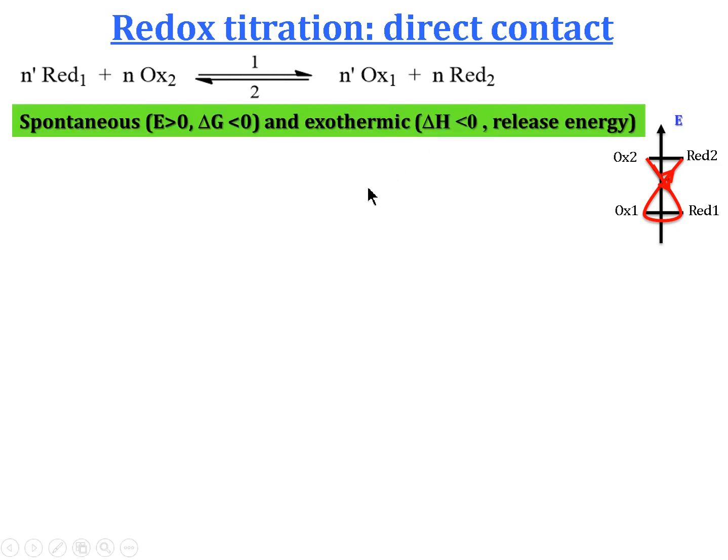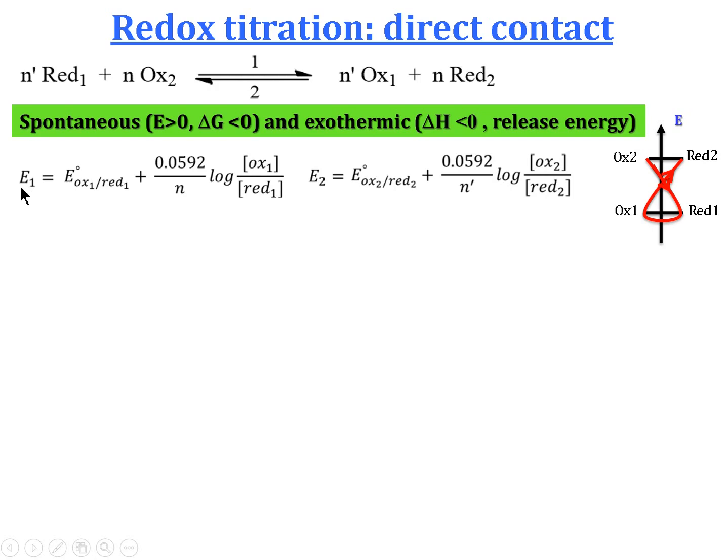To note that the electrochemical reaction is always spontaneous if E of the reaction is positive or delta G is negative. And if this reaction is spontaneous, it should be exothermic, so delta H is negative. It releases energy as electricity in the electrochemical cell, and it releases heat in the direct contact.